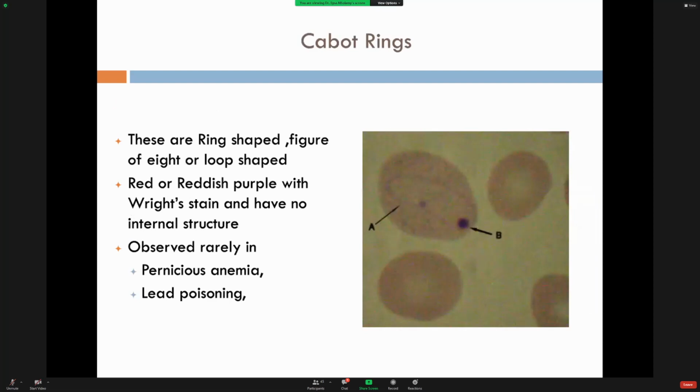This is a Cabot ring. This is a ring shape, figure of 8 or loop shape. Like a loop shape or number 8. Reddish usually, purple. Rarely can be seen في pernicious anemia or lead poisoning. Pernicious anemia اللي هو vitamin B12 deficiency.